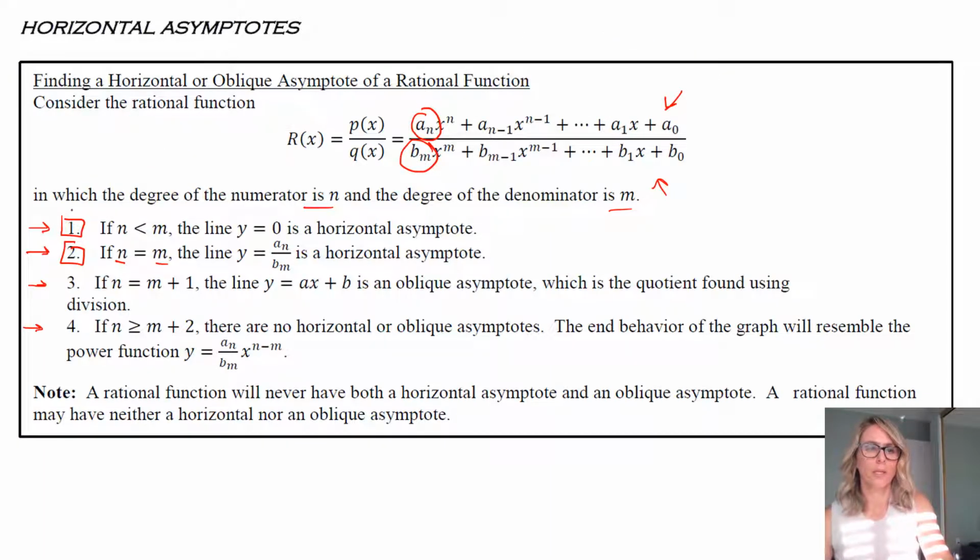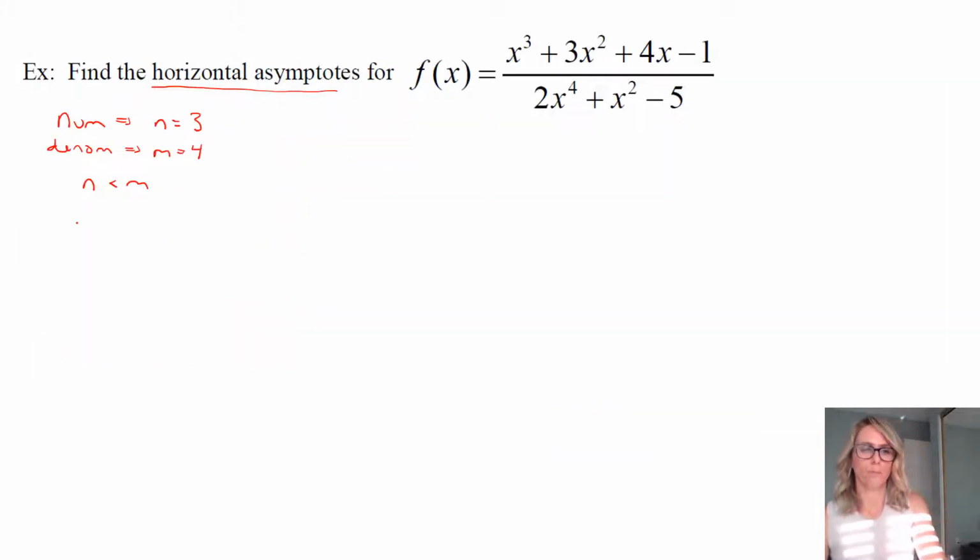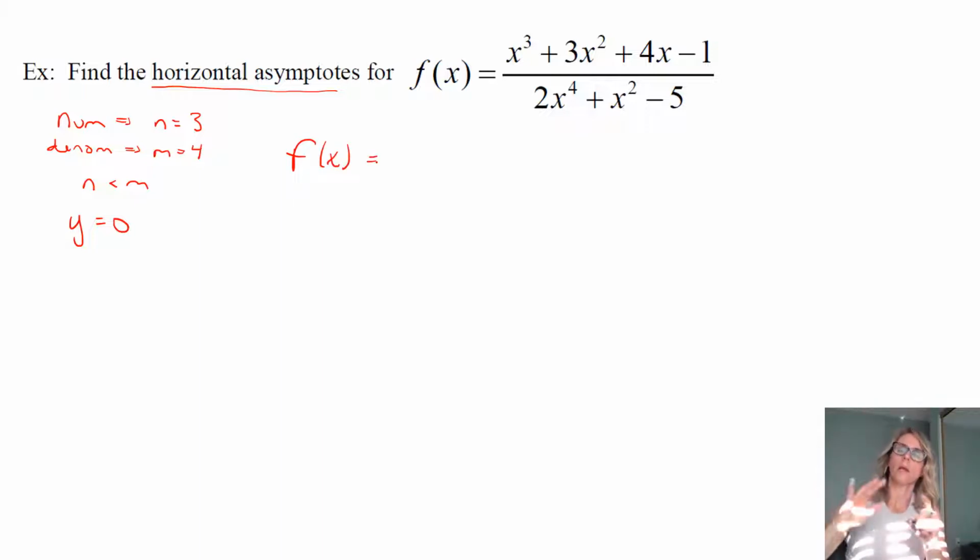And coming over here, we see that of our 4 options, we are still with number 1, which we saw recently, where n is less than m. So that tells us that y equals 0 is a horizontal asymptote. So y equals 0 is our horizontal asymptote. Now I'm going to show you something that I can do. I can rewrite this to maybe show you why that is a little bit better.